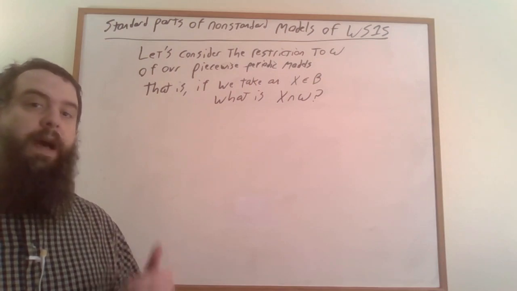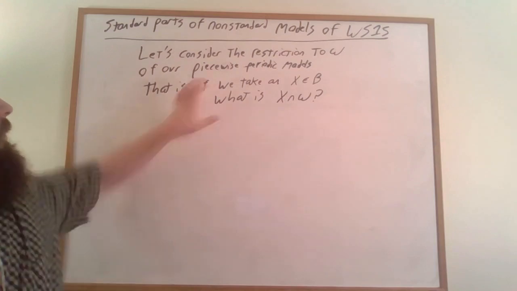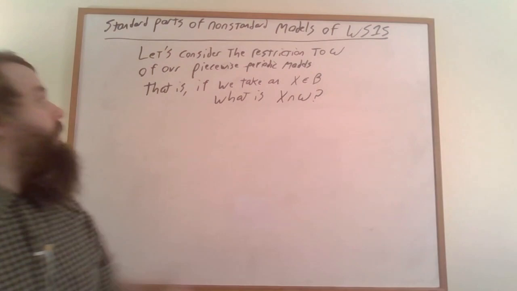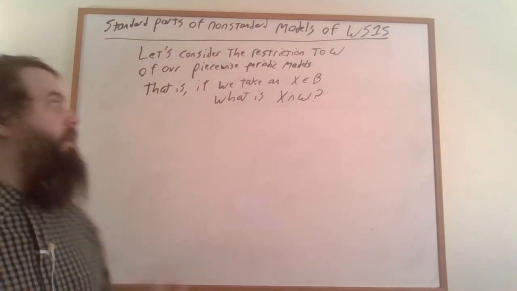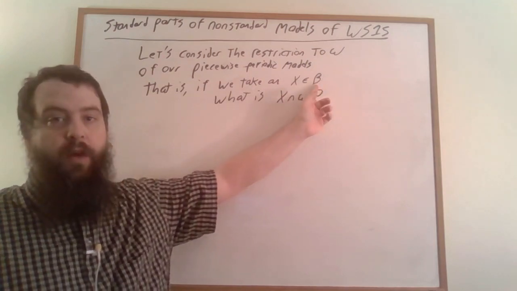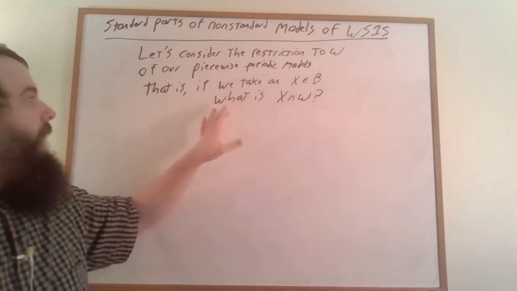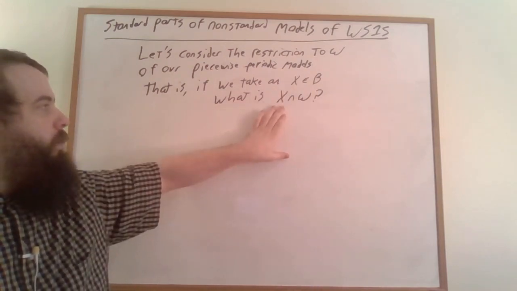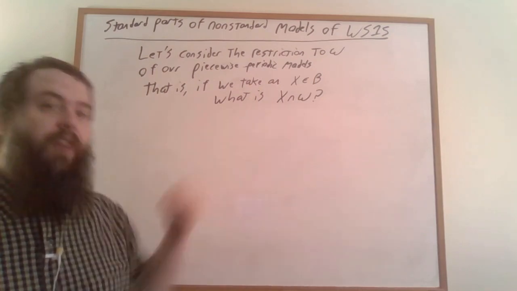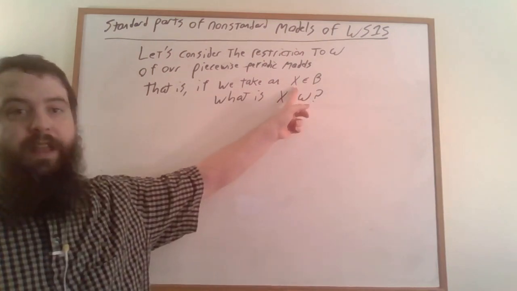To show what I mean by a restriction to the omega part, to the standard part, let's consider one of our piecewise periodic models and take the restriction to omega of the second order part. So specifically, we're going to take a set X within the second order part of our non-standard model. I'll call the first order part A and the second order part B. And then we can ask the question, what do we get if we take that set and intersect it with omega? So we just consider the standard elements within this potentially non-standard set.